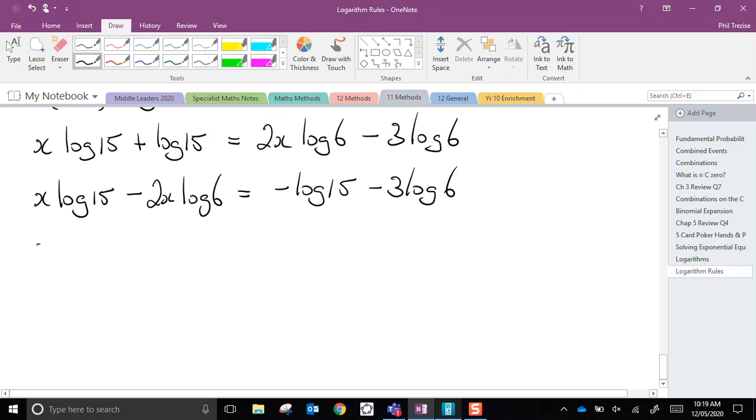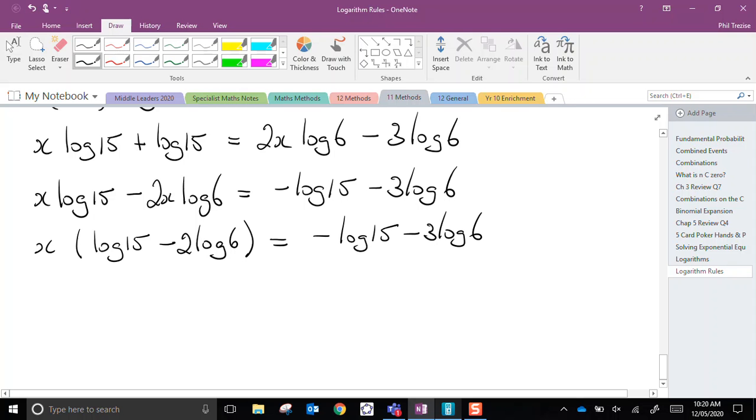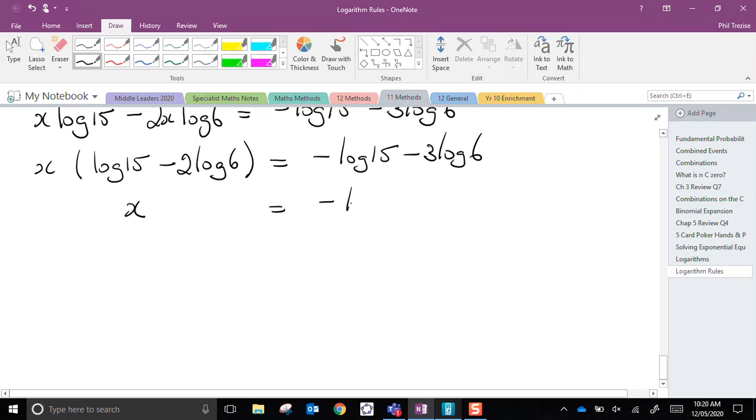Now I'll take a factor of x, and I have log 15 minus 2 log 6 equals negative log 15 minus 3 log 6. Finally, I will divide through, so my answer is negative log 15 minus 3 log 6, all over log 15 minus 2 log 6.